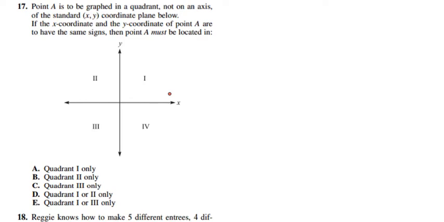17. Point A is to be graphed in a quadrant, not on an axis, in the standard xy coordinate plane below. If the x coordinate and the y coordinate of point A are the same sign, then A must be located in, and we're supposed to determine what quadrant it'll be in if x and y have the same sign. So let's say they're both positive.